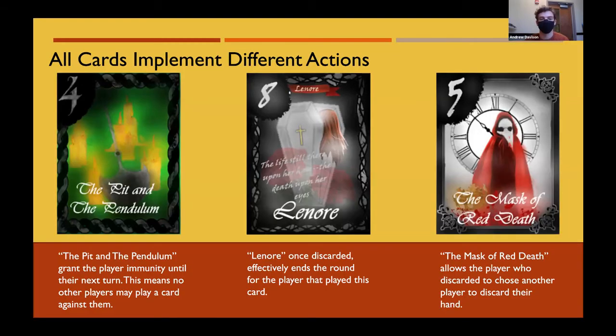Like I said, every card does something different. Here are 3 other examples. In the case of the Pit and the Pendulum, when you play it, the player who discarded it gets immunity. This means that no other player can play a card against you. In the case of Lenore, once you discard this card, that ends the round for the person that discarded it. So if I played it, I would automatically lose that round. It's generally a good reason not to play it. For the Mask of Red Death, you play a card against another player, which tends to be the case for most of the cards. If I play this card against Andrew, then Andrew would have to discard his card and draw another one. So depending on what cards you play depends on how the game goes.